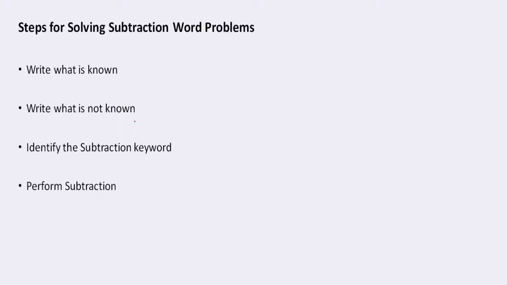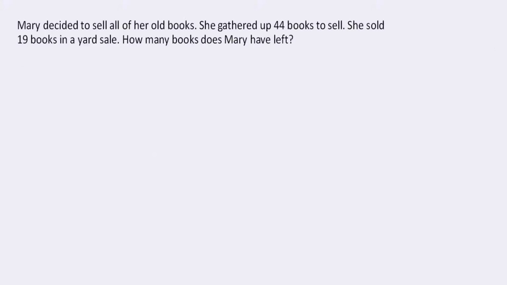With word problems, we always want to identify what we know and what we don't know, then identify the keywords, and then perform the subtraction. Let's look at some examples. Mary decided to sell all of her old books. She gathered up 44 books to sell. She sold 19 books in a yard sale. How many books does Mary have left?